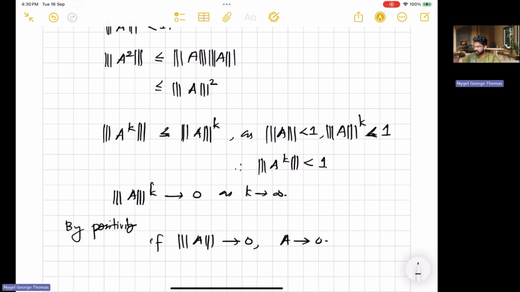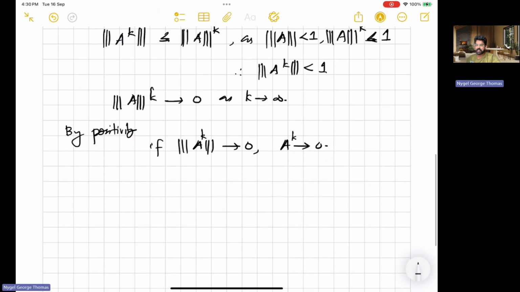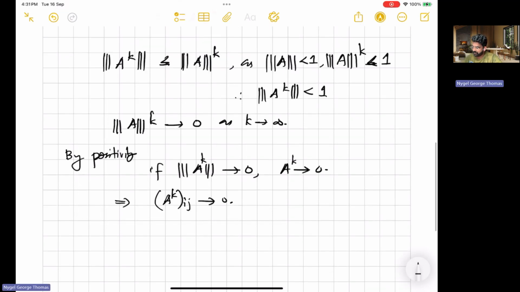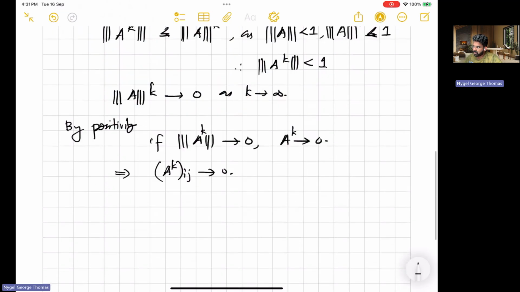So if the norm of A raised to k tends to 0, then A raised to k tends to 0, which implies every element of A raised to k should tend to 0. So this is how we can prove this.